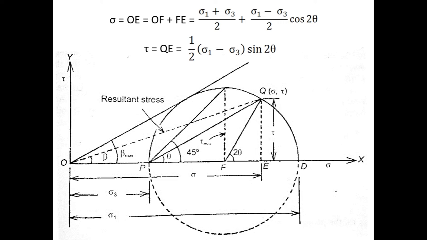So from this graphical method, you can see that both those equations are the same for sigma, and tau is nothing but QE. Considering the triangle QFE, you can see that that angle is 2 theta. It is not 20, it is 2 theta. So solving for the distance QE, you can see that it is (sigma 1 minus sigma 3) by 2 into sine 2 theta. So both these equations are the same for the sigma and tau that we resolved earlier using the wedges.